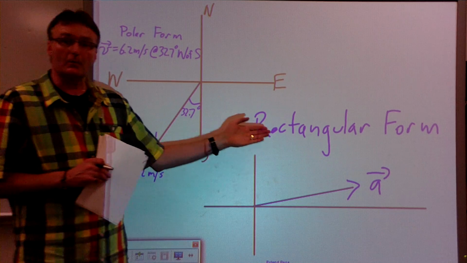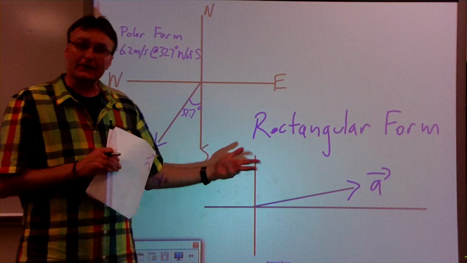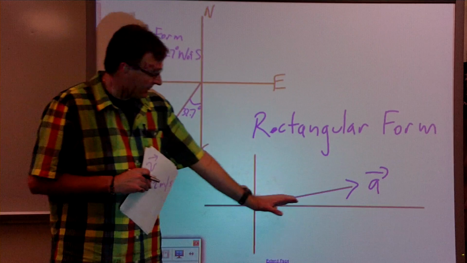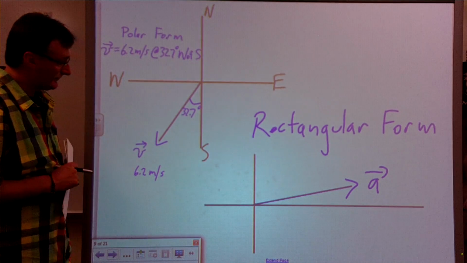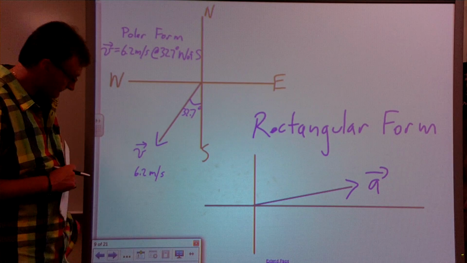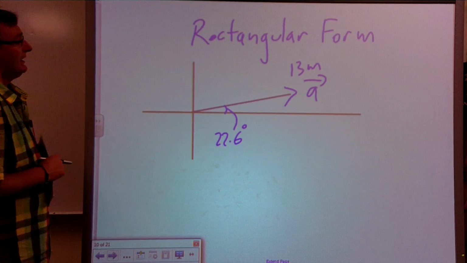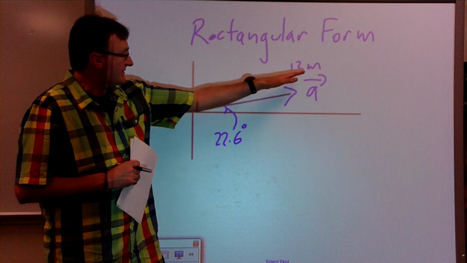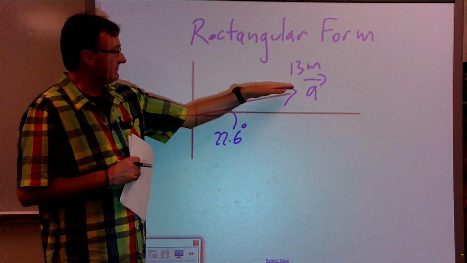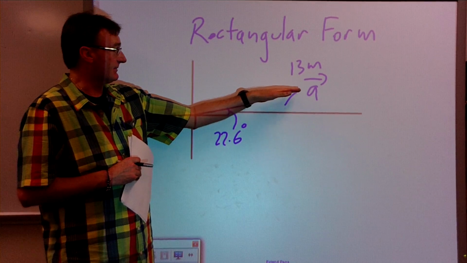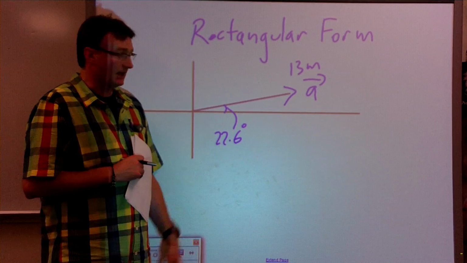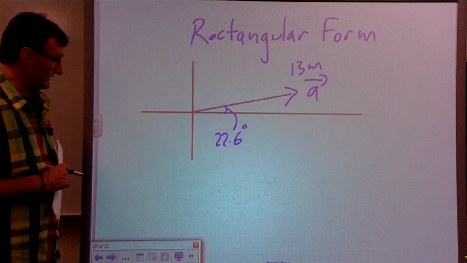Now let's look at what we call rectangular form. How does rectangular form compare with polar form? Here we have another example of a vector. We'll call it vector A. Its magnitude is 13 meters, so it's a displacement vector now, and the angle we measured to be 22.6 degrees.